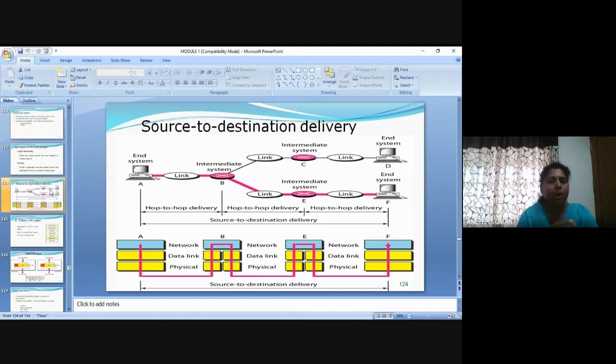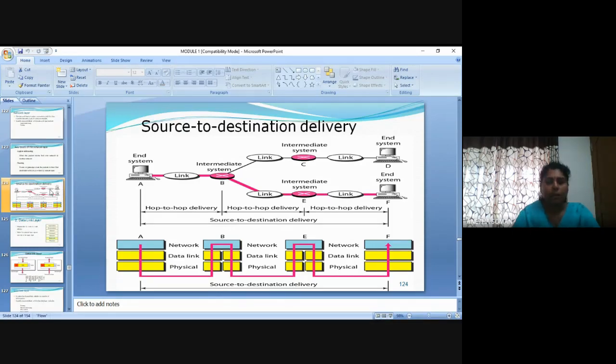So I have told two important functions of two important layers: the transport layer and the network layer. The transport layer is responsible for process-to-process delivery. The letter has reached my cousin's house, but ensuring that the letter is in my cousin's hand is the function of the transport layer. Reaching the house is the function of the network layer. Understanding the different functions of these two layers, the transport layer and the network layer?